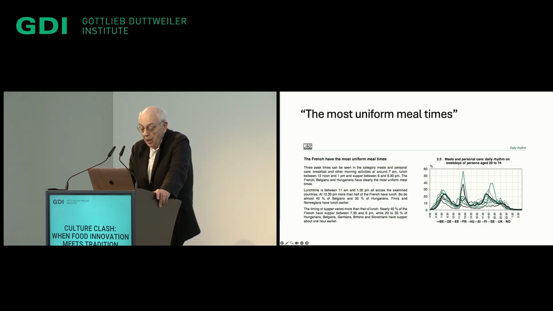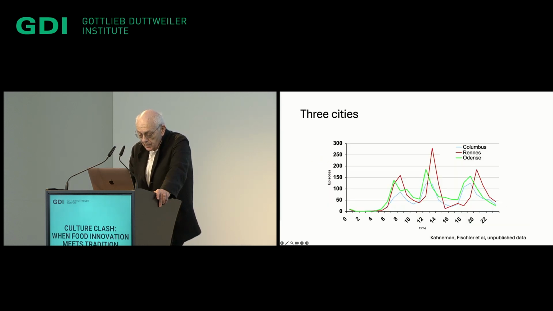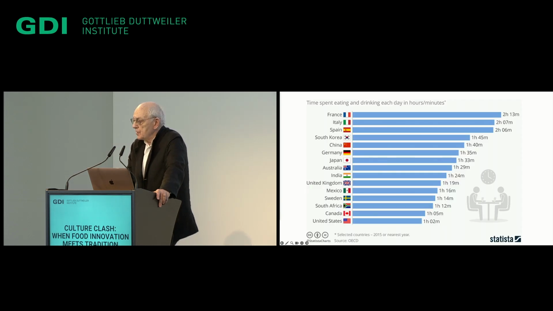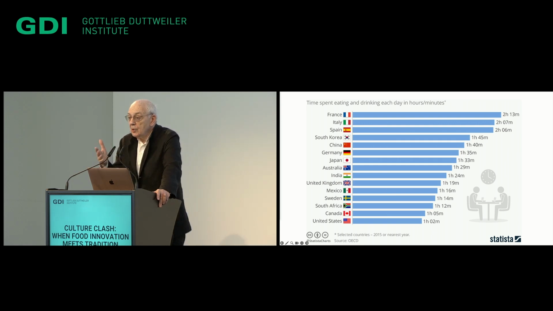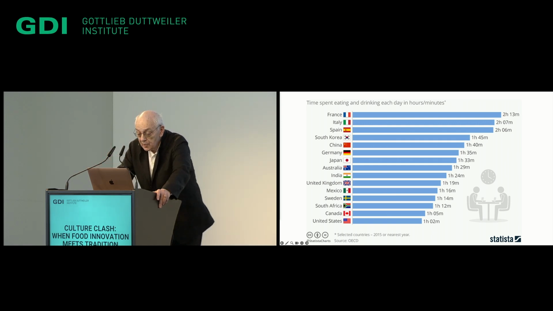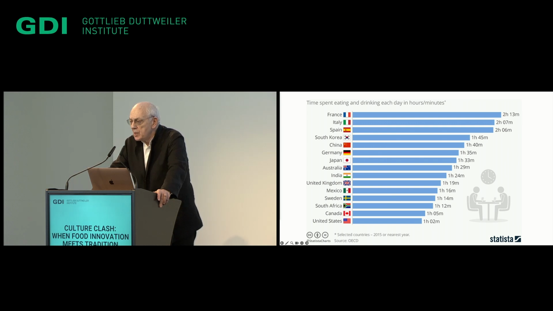More recent data from the Eurobarometers show this: that the French have the most uniform meal times and stay there. And we have our own data, which I mentioned earlier, from Columbus, Odense, and Rennes. Basically, that's very consistent. You have the time people eat or drink every day. So look at this. France, 2 hours, 13 minutes. Italy, 2 hours, 7 minutes. United States, 1 hour, 2 minutes.